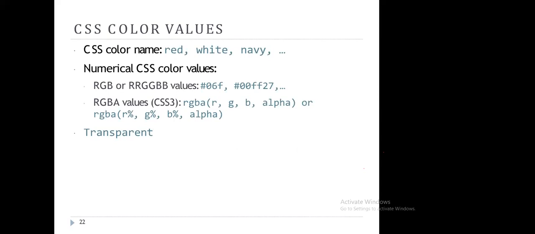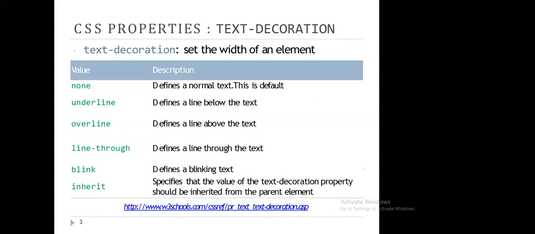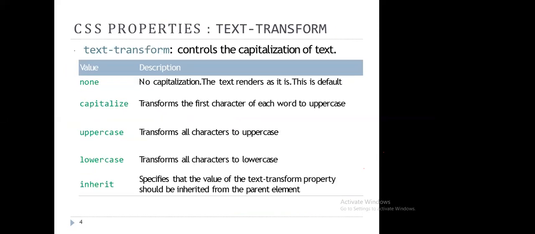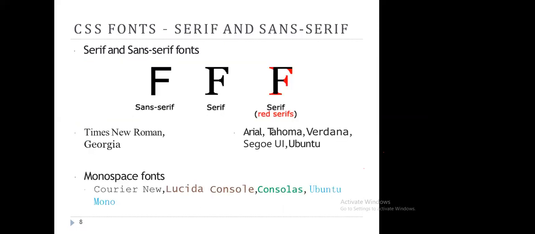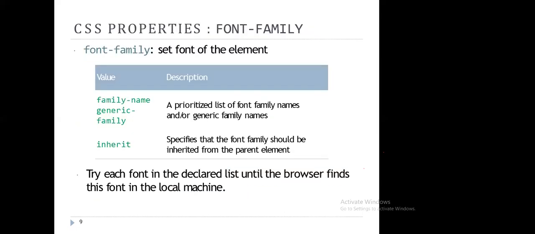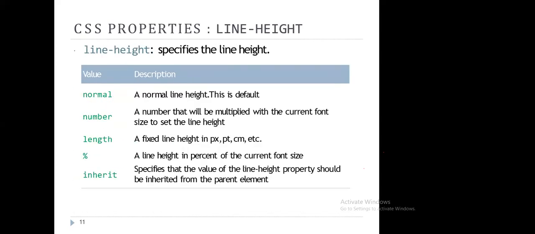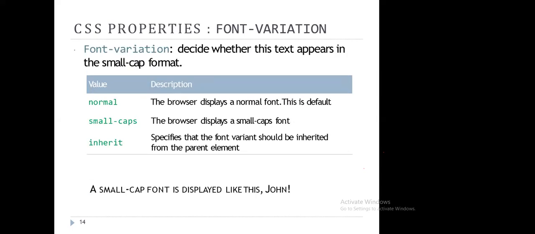So color value, guys, what do you already know about color value? We saw color values in HTML. We can go online and get different color codes, hash codes. Fine. So CSS properties, many things are there. Mainly you need to know and understand them slowly to implement: capitalize, uppercase, lowercase, inherit, indenting, text indent, fine. So font, different fonts, fine. Font family, font size, line height, font weight, font style, font variation, font.